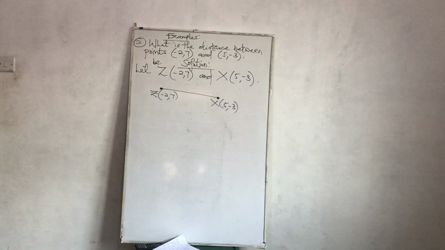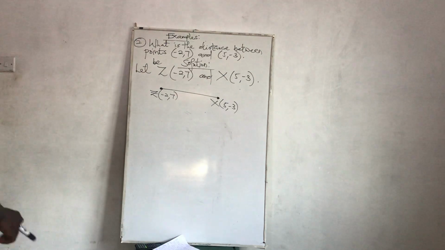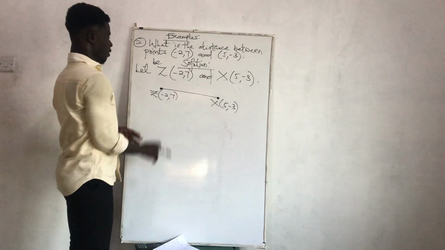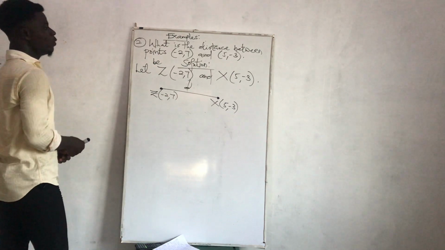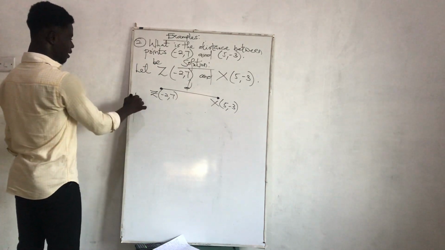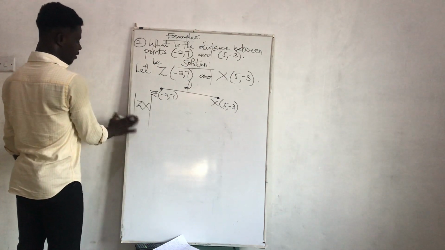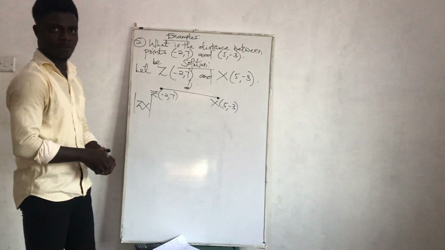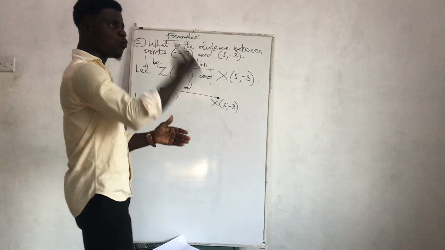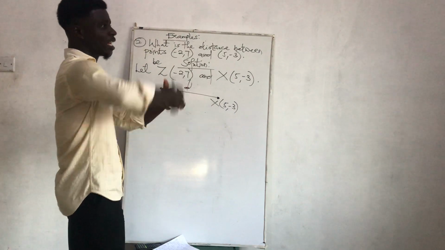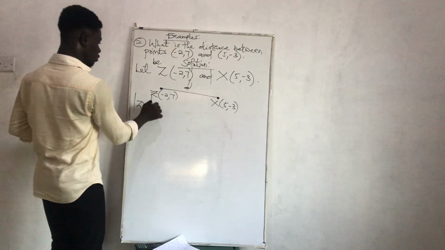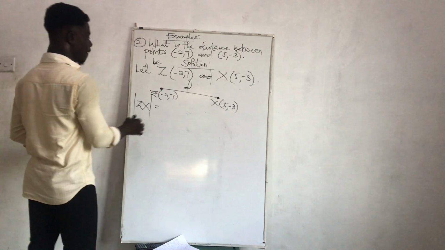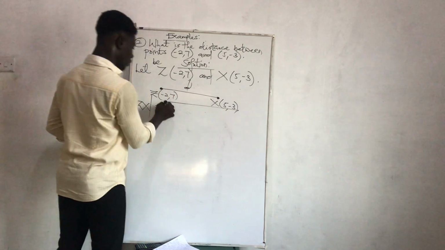So now we move. What will be the distance between Z and X? We are finding the distance. We are using the distance formula, and the distance of ZX or the distance of XZ is the same. You see, the distance from Kumasi to Accra is the same distance from Accra to Kumasi. Nothing changes.